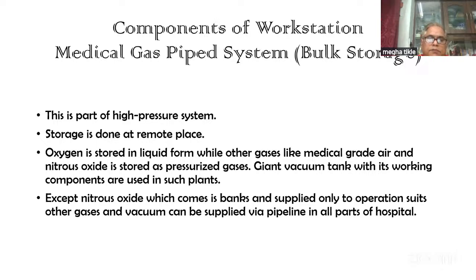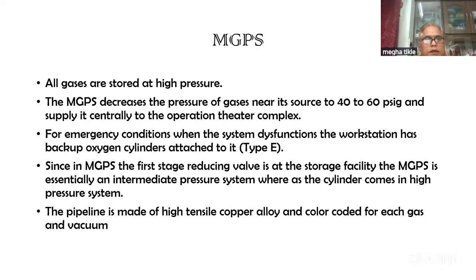Now, except nitrous, which comes in a bank, which you will see later, the others are supplied only to the operation rooms. Other gases and vacuum can be supplied by pipeline to all parts of the hospital for use. So the pipeline system usually has a very variable pressure depending on the amount of usage in the system at that time. Again, as I said, all gases are stored at high pressure. MGPS decreases the pressure to around 40 to 60 psig, and it is done near the source.